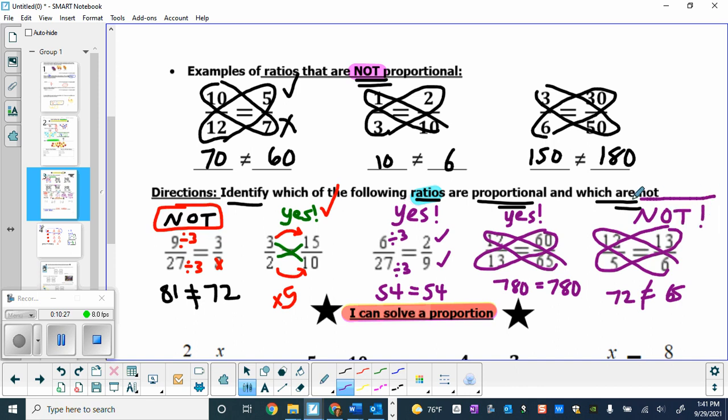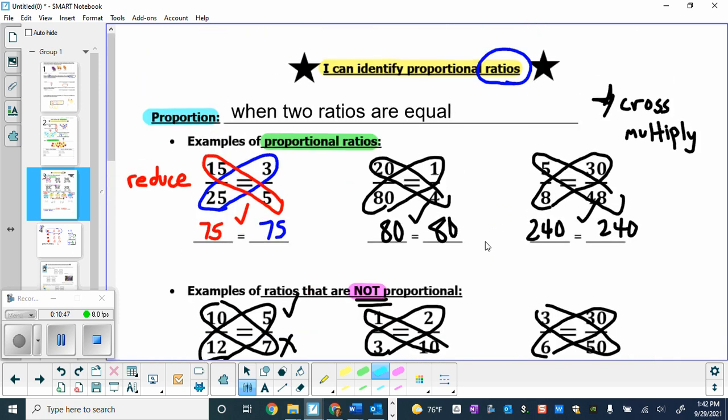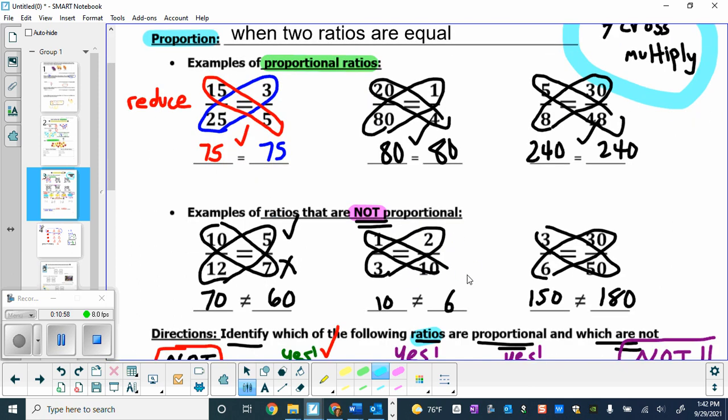Not proportional. So when we look back at this and finalize our answer here in yellow, we can see that this and this are proportional, while this one is not, and this one was not proportional. Okay? So that's all you've got to do for this first thing for today to identify if things are proportional or not. You literally just cross multiply. And if they're equal, the answer is yes. If they're not equal, the answer is no.